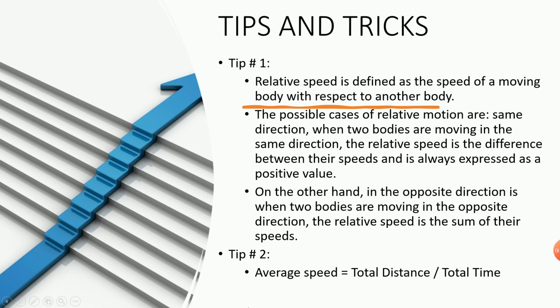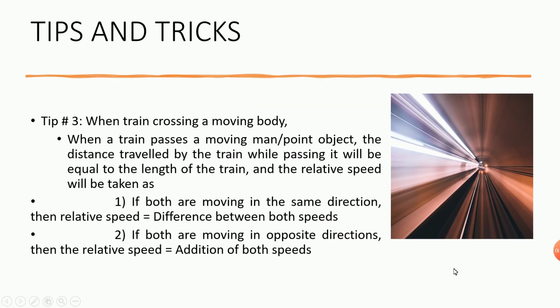Next, average speed equals total distance divided by total time taken. Third one is that when a train is crossing a moving body, the distance traveled by the train while passing it will be equal to the length of the train, and the relative speed will be taken as we already said: same direction means difference, opposite direction means addition. So these two will be considered like that.